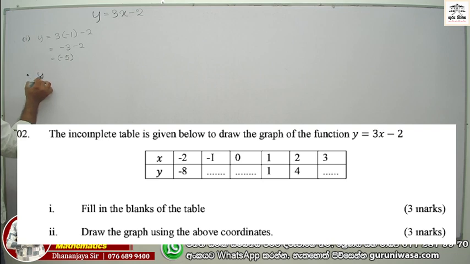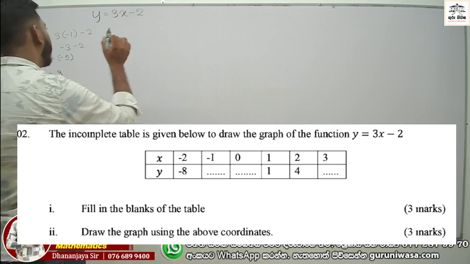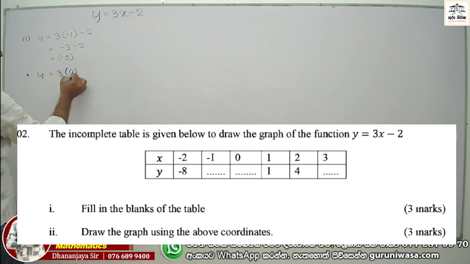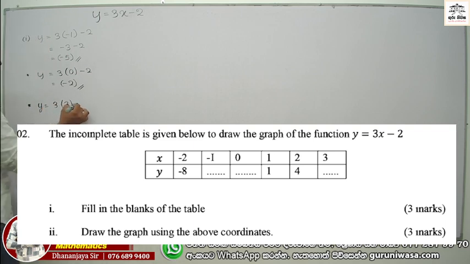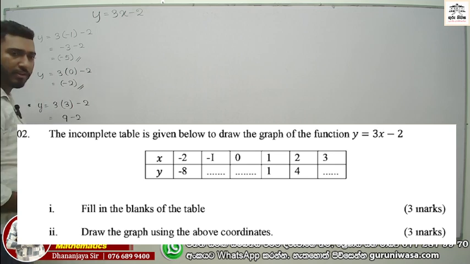Now, second one, y equals 3 times, you need to substitute 0 for x. Now 3 times 0 is 0. Therefore, the answer is minus 2. And the third space, y equals 3 times, you need to substitute 3 for x. 3 times 3, 9, minus 2, it should be 7.